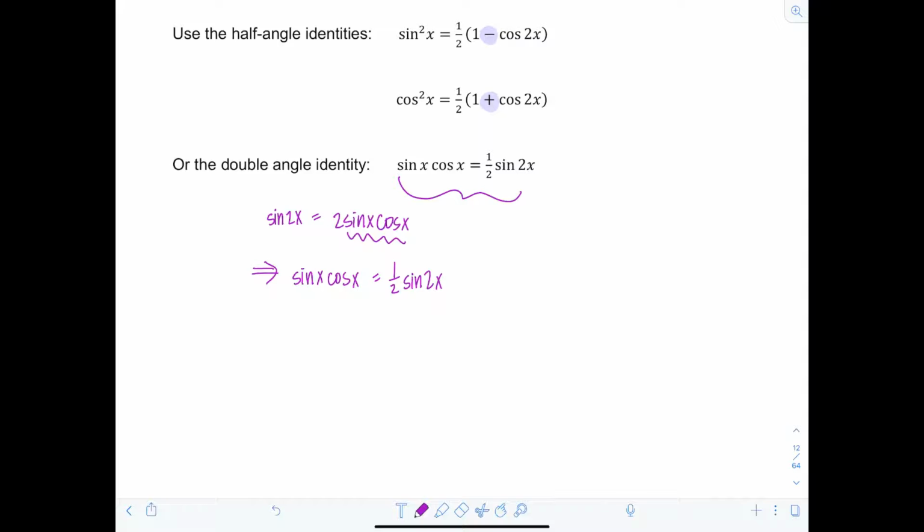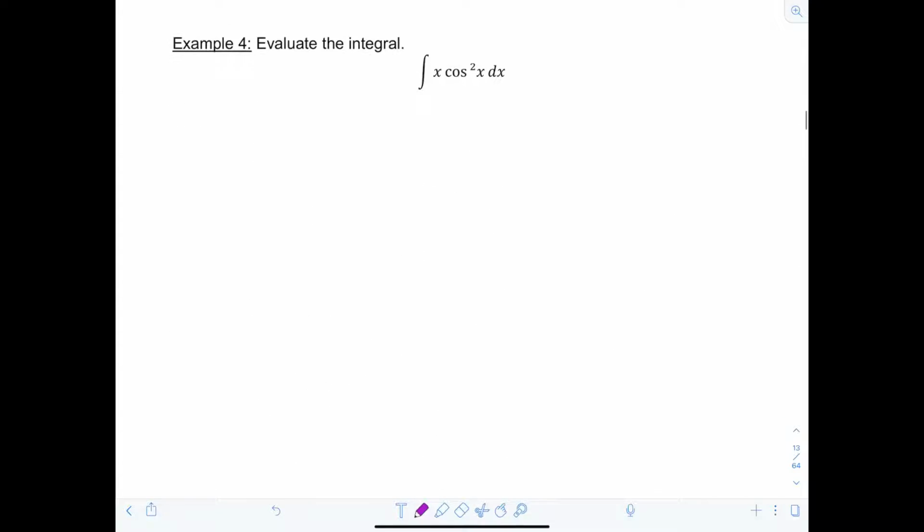Good. So let's look at some examples here. This is by far the trickiest case when they're both even, okay? So don't get disheartened. Here we go. Example 4, evaluate the integral. I have x times cosine squared x.